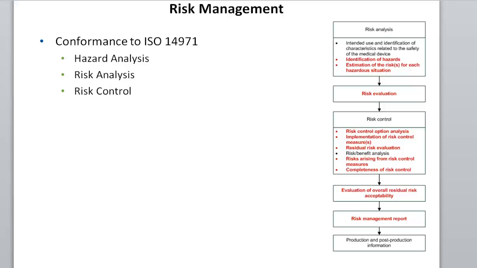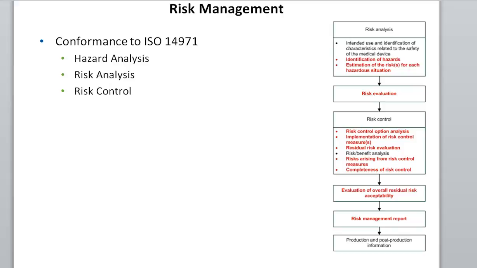And also, any risks that we do implement control measures for, they need to go back through the cycle to see if we've introduced any new risks. Okay, and then the last two are mostly reporting, evaluating overall risk acceptability. So across the product, how much residual risk is left in the product, documenting any reasons or justifications as to why you're going to leave it as is.